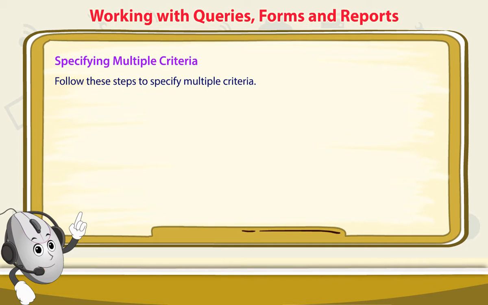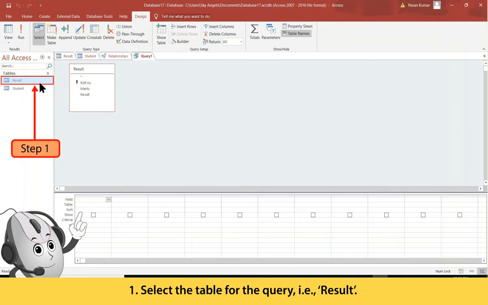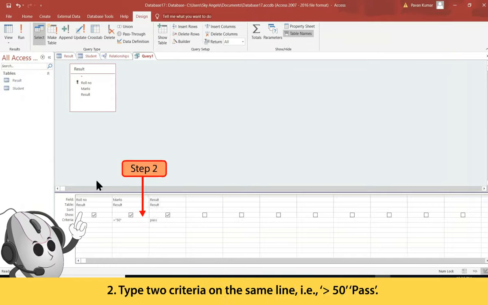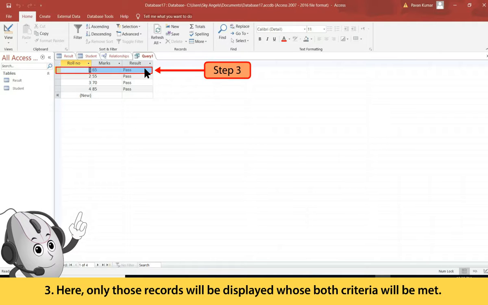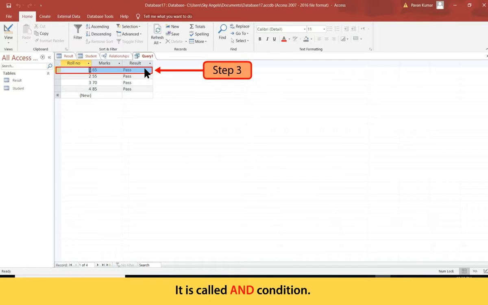Specifying multiple criteria. Follow these steps to specify multiple criteria. 1. Select the table for the query, that is, result. 2. Type two criteria on the same line, that is, greater than 50, pass. 3. Here, only those records will be displayed whose both criteria are met. It is called AND condition.